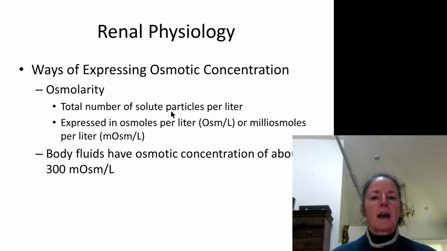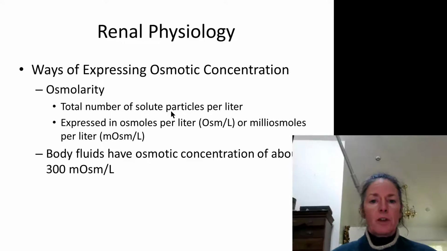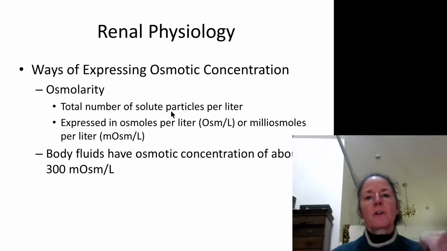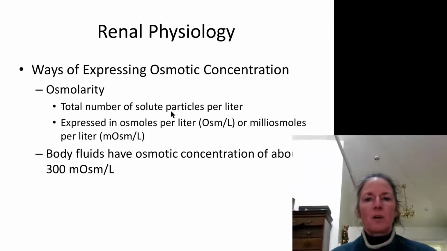Now, if you had calcium chloride, since calcium is a divalent cation, it would have 2 chlorides associated with it. If you threw that into a liter of water and let it dissolve, you would have an osmolarity of 3, because now there are 3 particles. There's 1 calcium and 2 chloride ions. So this is something to be aware of.